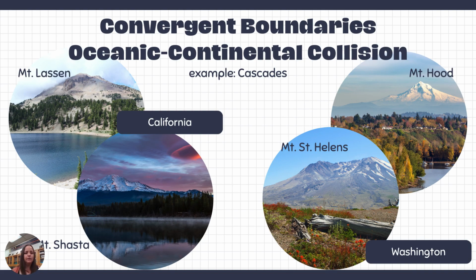So where is this happening? This is still happening in North America. I know I've shown lots of other places on Earth, but this is happening in North America. The Juan de Fuca plate, which is a subdivided plate off Northern California, Oregon, and Washington, is subducting beneath North America, and it's creating the Cascades. So the Cascades in California include Mount Lassen and Mount Shasta. Some examples in Washington are Mount St. Helens and Mount Hood. And then there's plenty more Cascade volcanoes, but these are some of the more popular ones that people know.